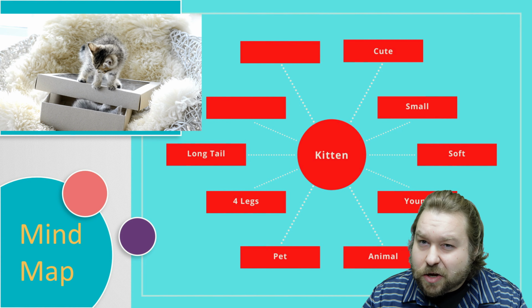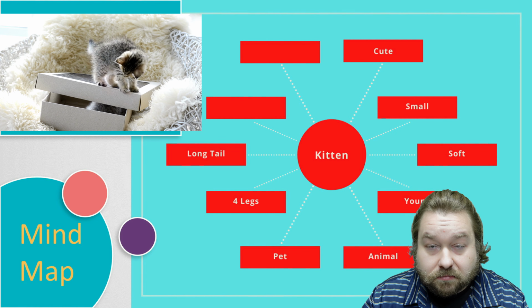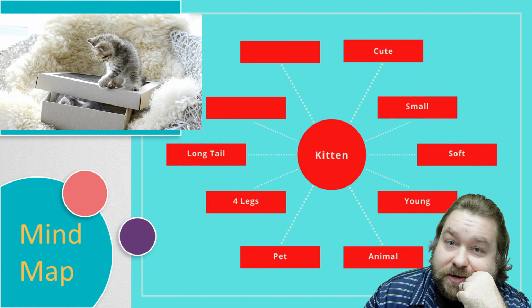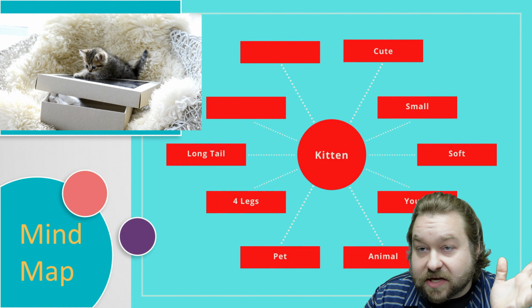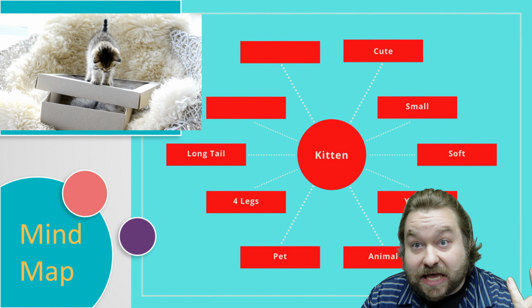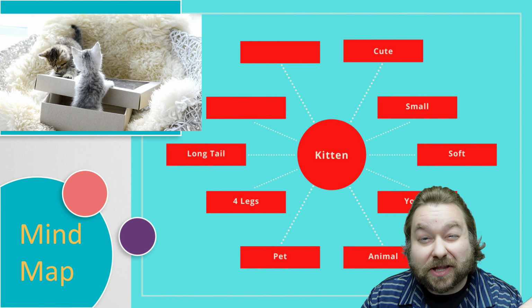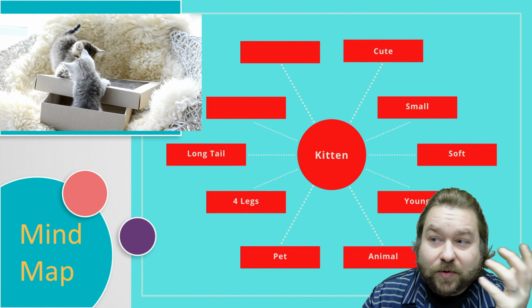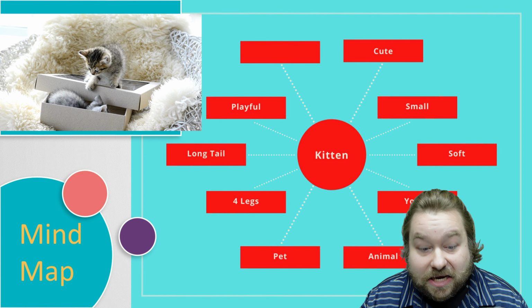Let's think about this. What else can we say about a kitten? Well, just look at the video here. What do you see the kittens doing? There's 2 kittens in the video, yes, but what are they doing? They're playing, right? Which means a kitten is playful. Yeah, we can say that a kitten is playful. Put it up there on our mind map.